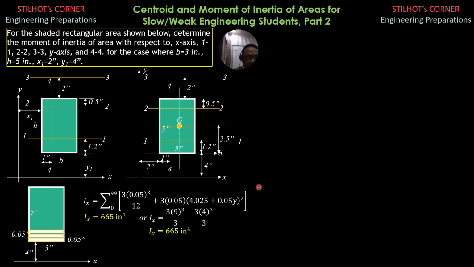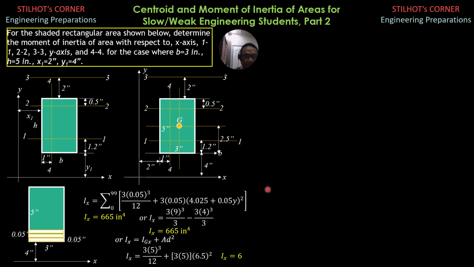Therefore, Ix is also equal to Igx plus area times distance squared, and Igx is 3 times 5 cubed over 12, area 3 times 5, distance is 6.5 quantity squared. So 3 times 5 cubed over 12, the moment of inertia of a rectangle with respect to the centroidal x-axis, then plus area 3 times 5, times the distance of the centroidal x-axis to the axis where we transfer the moment of inertia, which is 6.5 inches, 4 plus 2.5.